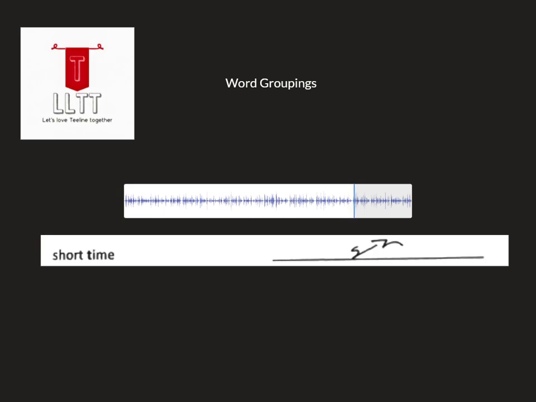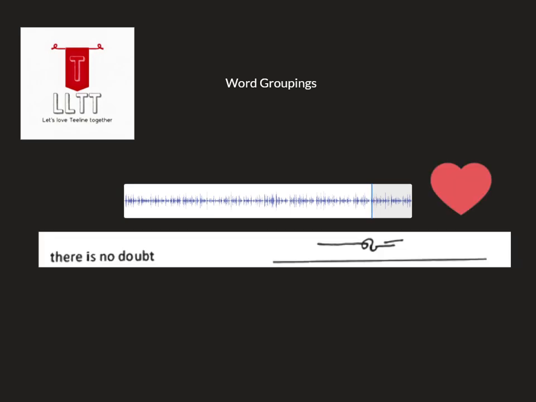Next one, short time. The T of short is also doing the work of the T of time. And we could have just disjoined the M underneath it, but it's just as quick to keep the pen on and to put the I indicator in. There is no doubt, one of my favourite phrases, there is no doubt, making that THR blend, S inside the curve of the N. I always put the O in the word no or not, but it isn't totally necessary.